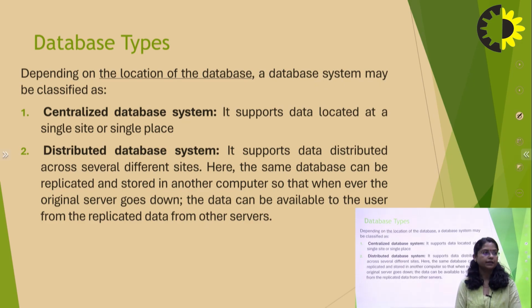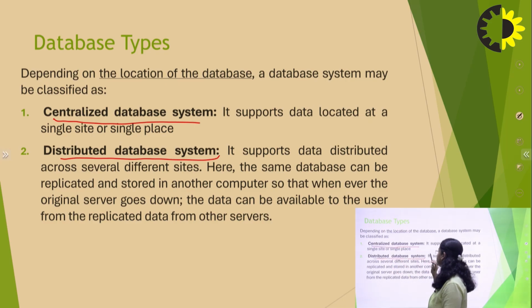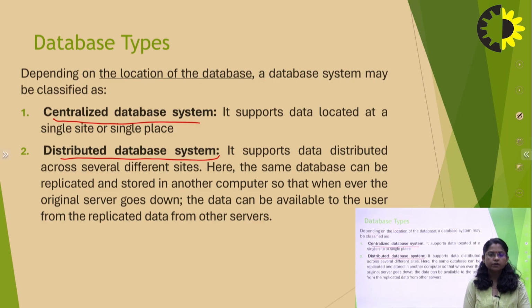Now, database types. Depending on the location of the database, a database system may be classified as a centralized database system or a distributed database system. A centralized database supports data located at a single place. Suppose there is a small organization with no need for large data, then we can use a centralized database. Or if it is very confidential data like defense data, it also uses a centralized database system for the safety and security of the data. So, according to the requirement, we use a centralized or a distributed database management system.